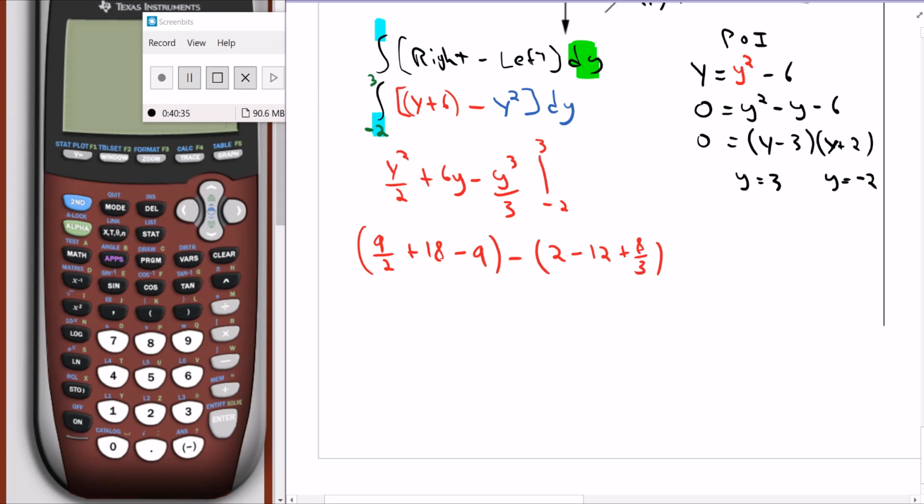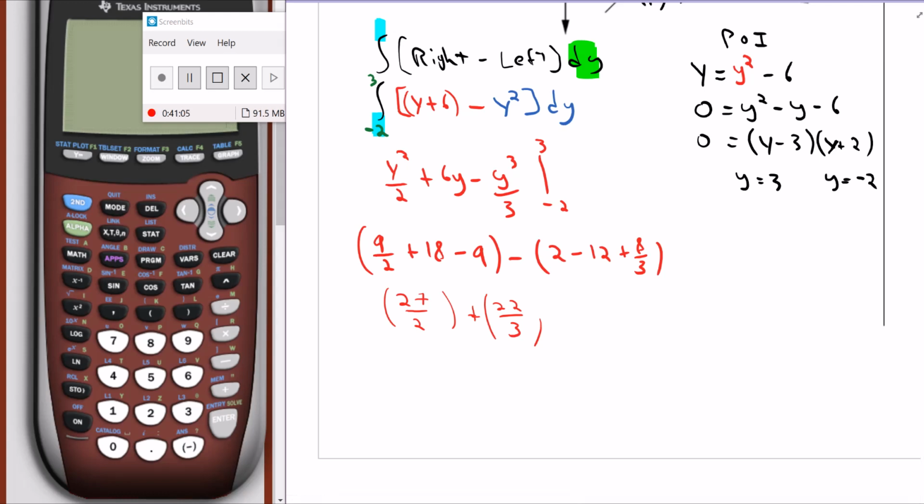And we do this. 18 minus 9 is 9. 9 plus 9 halves is going to be 27 halves. So this piece here is going to be 27 over 2. Minus 2 minus 12 is -10, which is -30/3 plus 8/3 is -22/3. So it's going to be plus 22/3. And then we have to add those together.